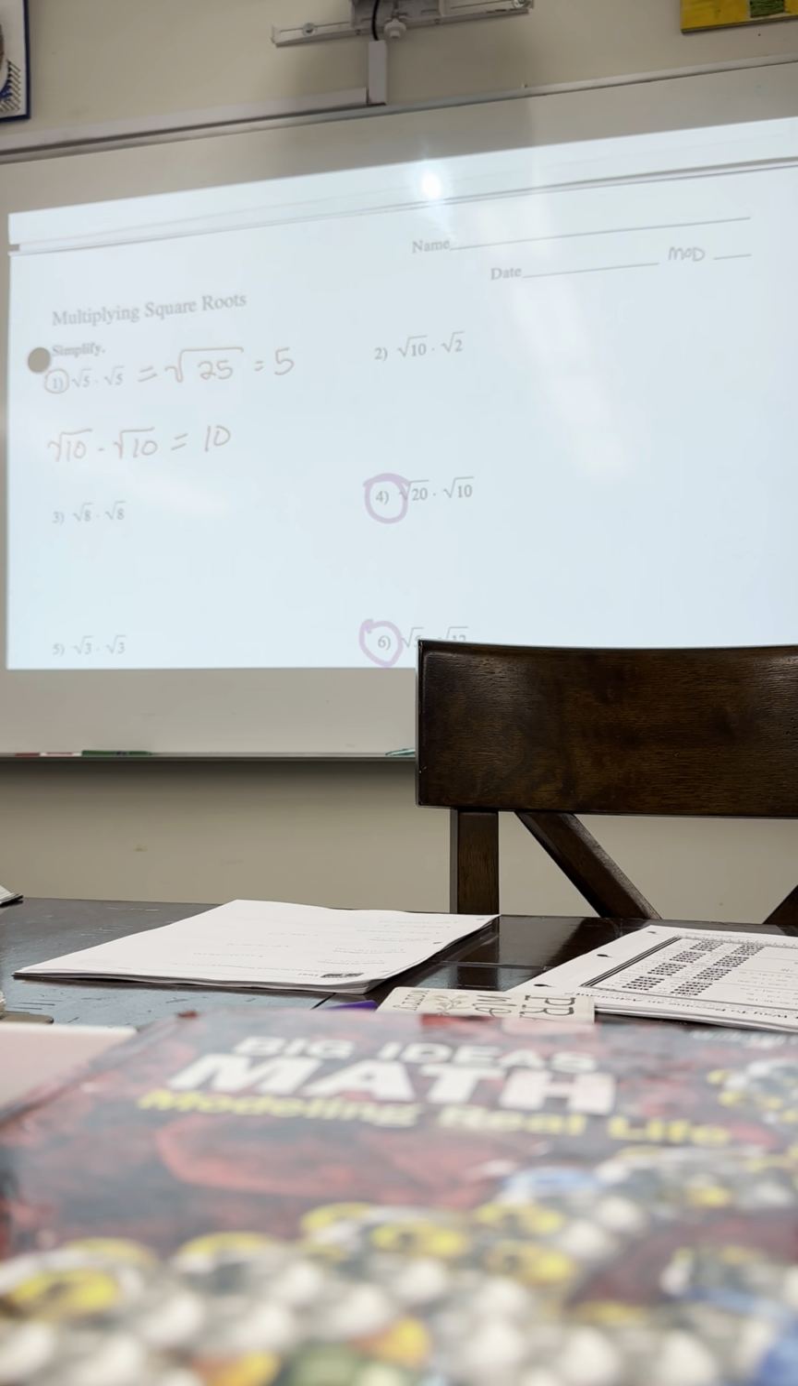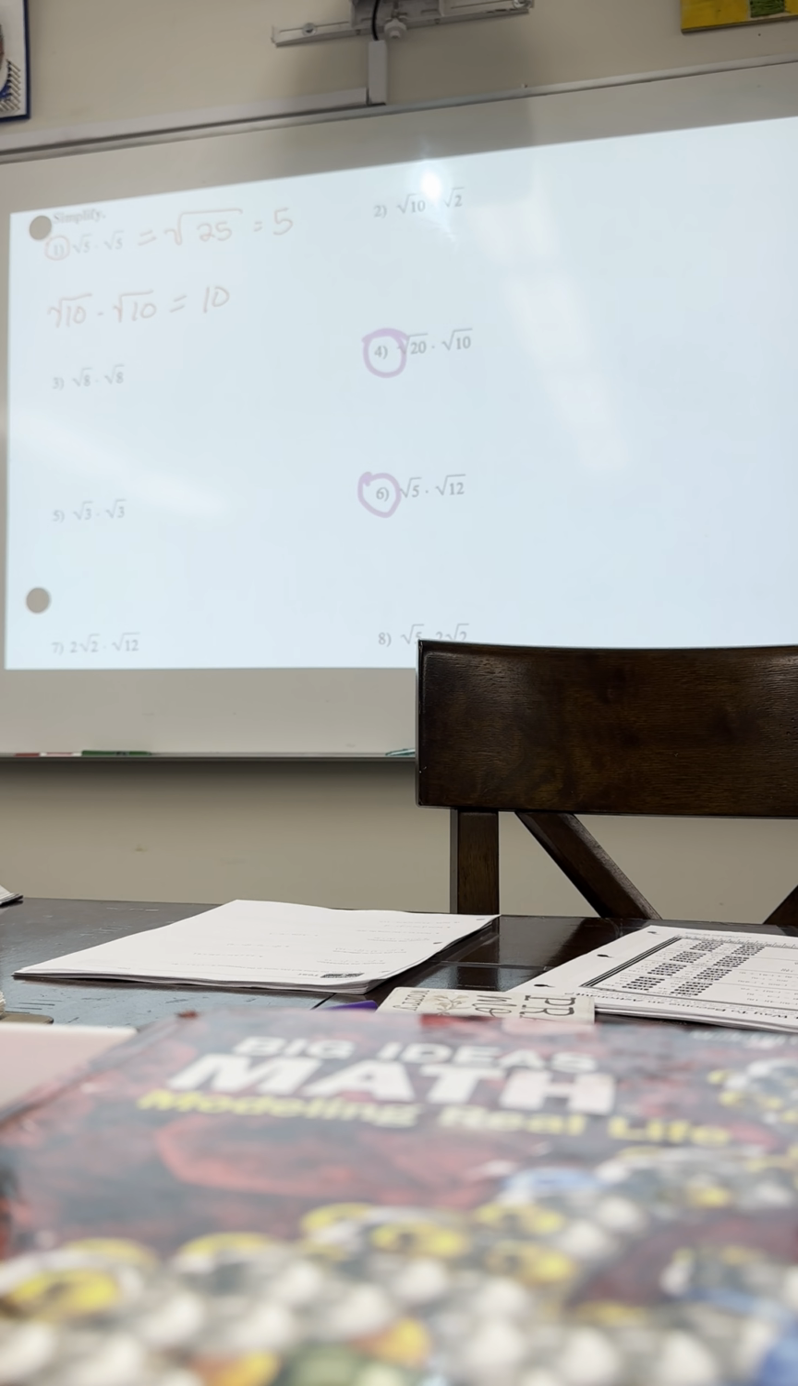Number 4, I'm just choosing a few of these. If you follow that same pattern, this would be the square root of what? 200. Now, sometimes you can break that down, right? Nate, what would I write it as? Well, 200 can be broken down into 100 times 2, and then 100 can be taken out as 10, and so it's 10 times the square root of 2. Everybody okay with that?